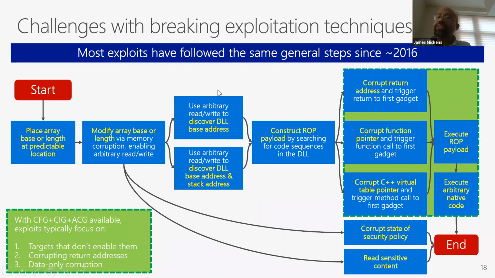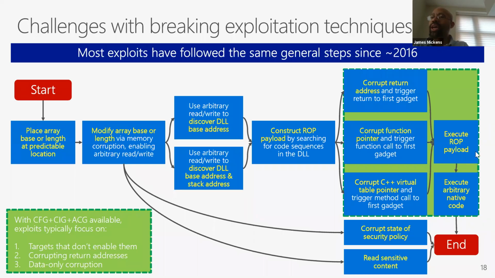Then you can use those read or write vulnerabilities to discover addresses, right? Now you're trying to de-randomize the address space, and you do that by leveraging the read vulnerability to find out things in memory. Then you construct the ROP payload, by searching for code sequences in the dynamic library, the static library, wherever. We've also talked about how to do that. As I mentioned, there are tools that make this aspect of it very easy.